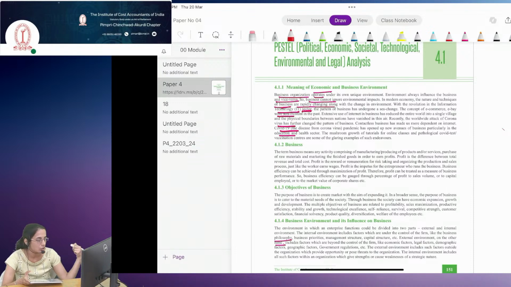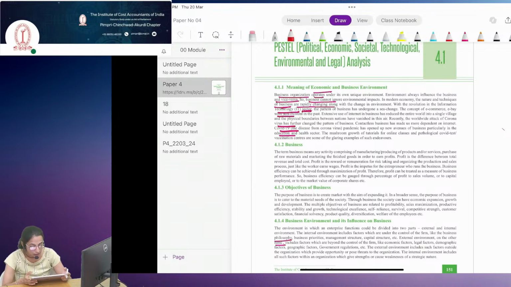The education sector also got a huge reform, like people started teaching online. Previously, face-to-face physical contact was necessary for education, but the educational sector came with a new reform, and online teaching became more feasible and convenient. The mushroom growth of tutorials for online classes, pathological COVID test centers and vaccination centers are some of the glaring examples. After corona, many people did their tests, many people took the three vaccinations of corona. So the health sector came under a huge reformation.